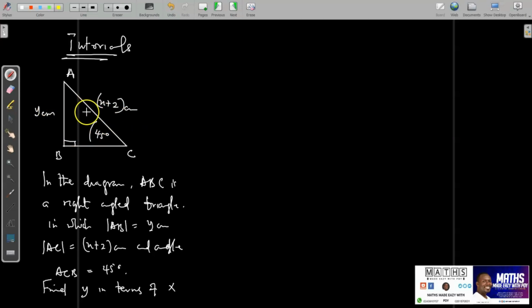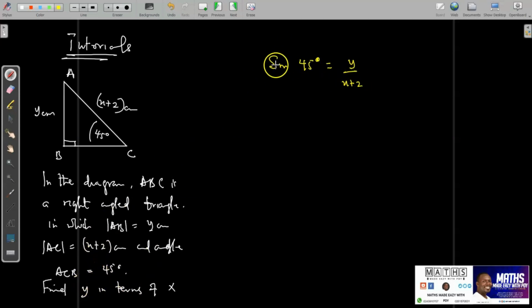Because from the right angle triangle, we automatically know the hypotenuse, which is x plus 2. We know the opposite side represented as y, and then the acute angle is there. So since we are told we can use sine, then it means sine of 45 degrees must be equal to the opposite side, which is y, over the hypotenuse, which is x plus 2. And remember, we are to make y the subject.